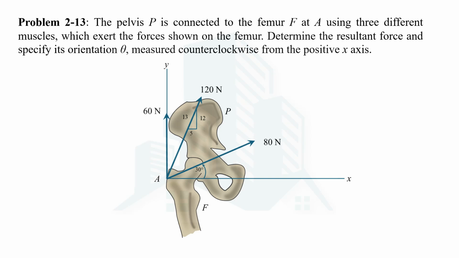So in this video, we are being asked to determine the resultant force and also its orientation because of three different forces which are acting at point A. That point is actually in the femur, and these forces are due to the three different muscles, and those muscles are connected with pelvis B. So this is pelvis and this is femur. Because of the three different muscles, there are three different forces, and we are being asked to determine the resultant of these three forces and also its orientation measured counterclockwise from positive x-axis.